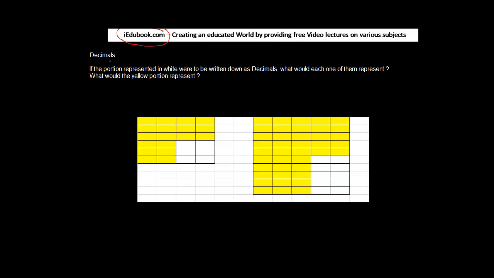Okay, we'll be looking at decimals in the present case. If the portion represented in white, when I say white, I'm just meaning out of this particular box that we have, and not the regular white portion, were to be written down as decimals, what would each one of them represent? What would the yellow portion represent?